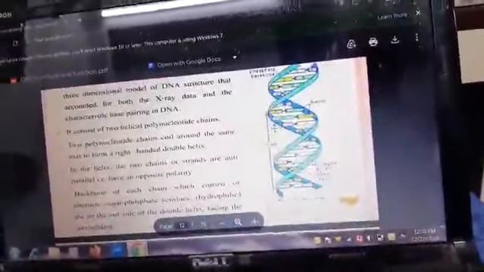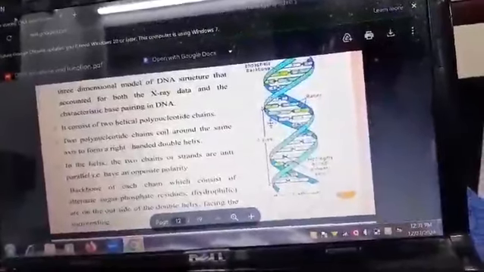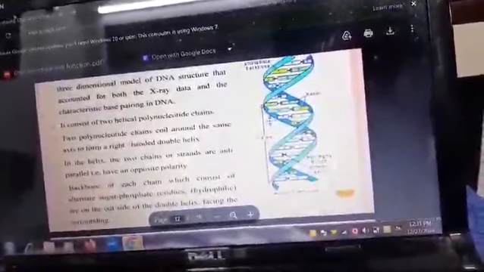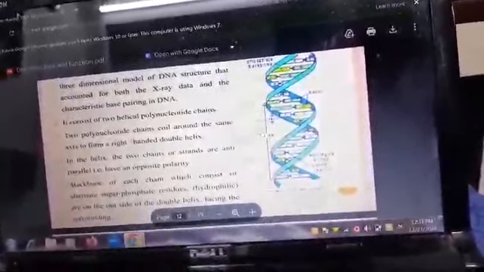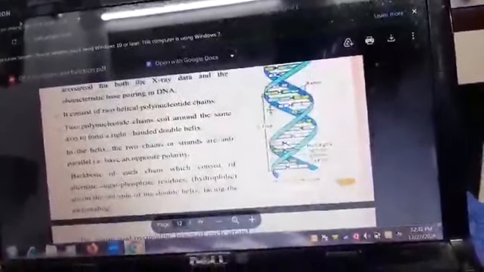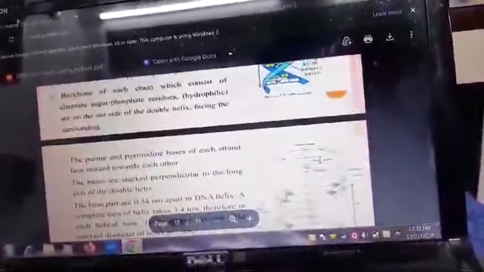The backbone of each chain, which consists of alternate sugar-phosphate residues and is hydrophilic in nature, is on the outside of the double helix facing the surroundings. The purine and pyrimidine bases of each strand face inward toward each other. The bases are stacked perpendicular to the long axis of the double helix.